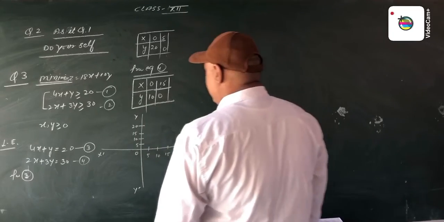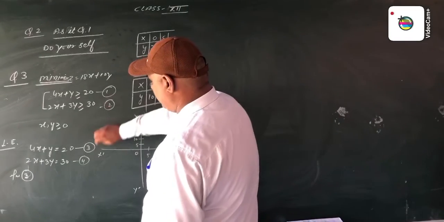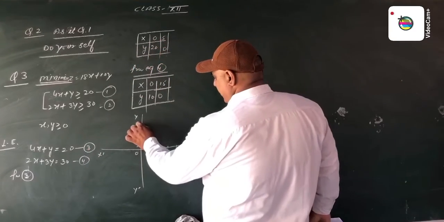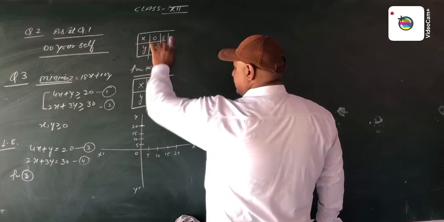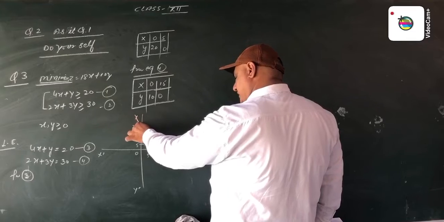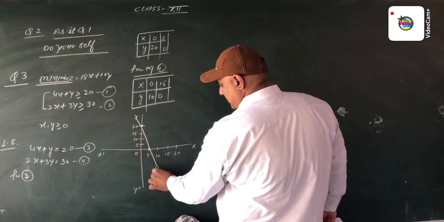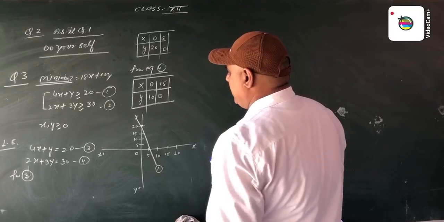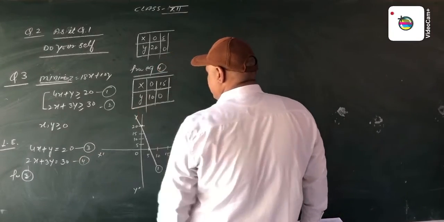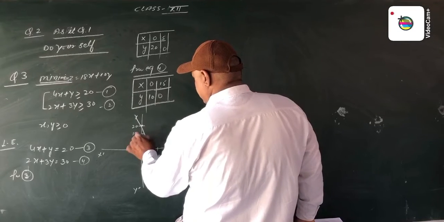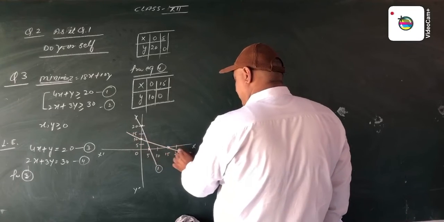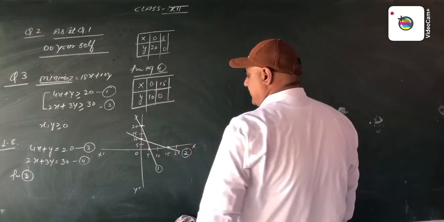Now draw the linear equation of the first. x is equal to 0, y is equal to 20, and this is x is equal to 5, y is equal to 0. Now join these points with the help of a scale. This is equation first. After this, we draw the second equation: x is equal to 0, y is equal to 10, and x is equal to 15. Now join both points with the help of a scale. This is equation second.